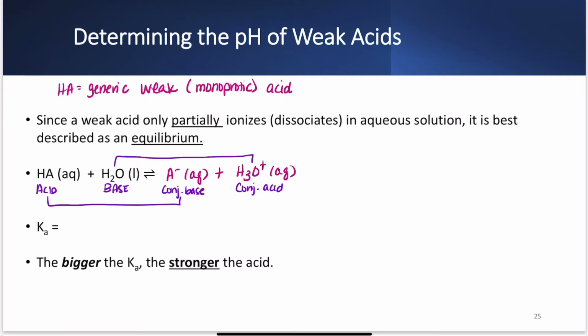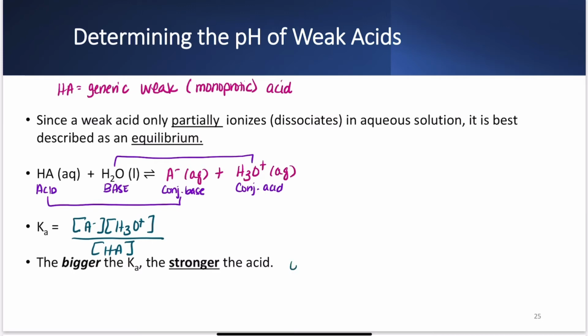If I was to write the Ka expression here, I would write A minus times H3O plus divided by HA. Again, water does not factor into here because it is a liquid. It's virtually unchanged in the system. The bigger the Ka, the stronger the acid.